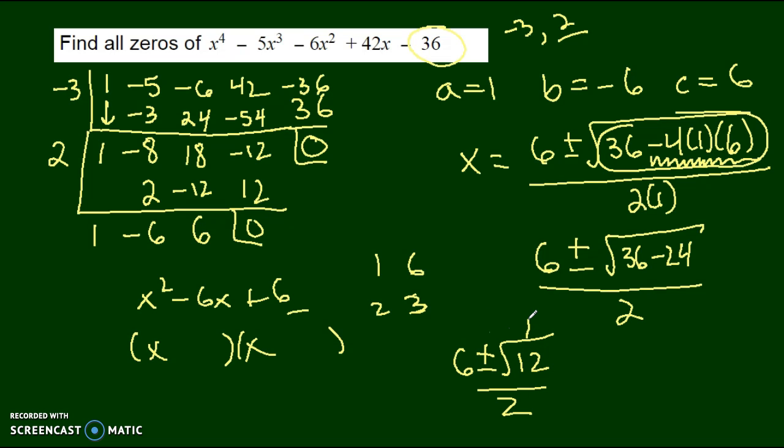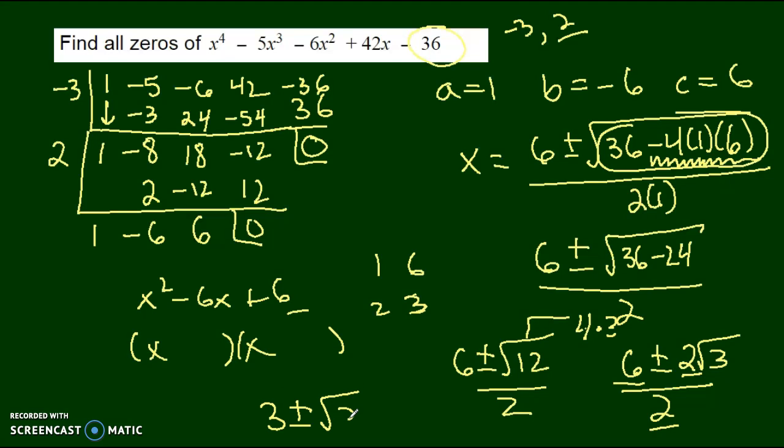If you want a little bit of bonus points, you'll notice that 12 is really 4 times 3, and that 4 is a perfect square. And if you square root 4, you get 2. So you could have 6 plus or minus 2 root 3 over 2. And since all these outside numbers are even, we can divide each of those by 2, and get a final answer of 3 plus or minus radical 3.